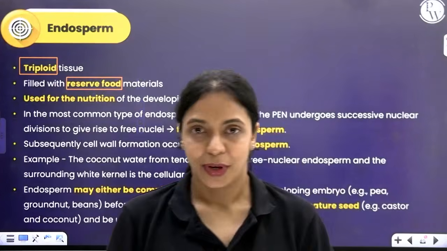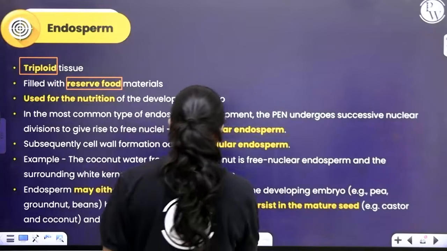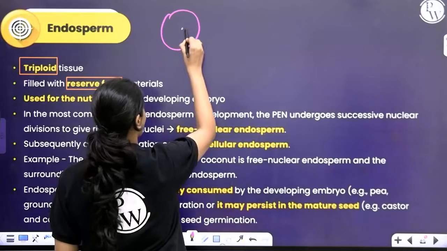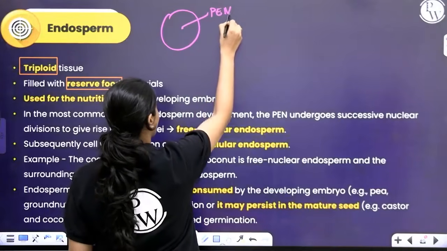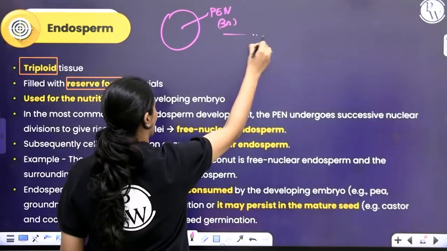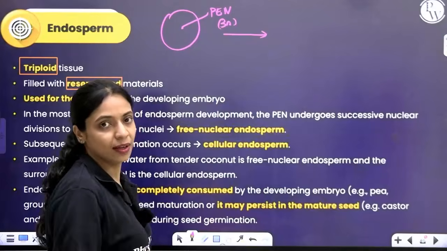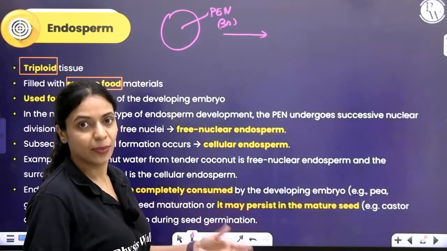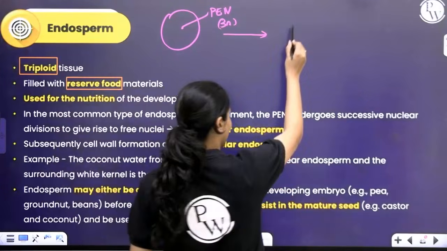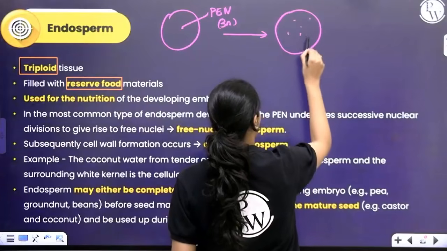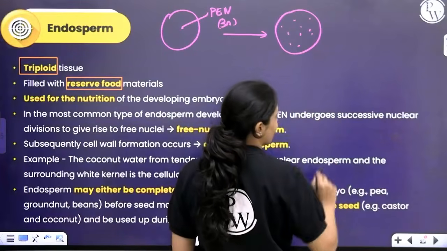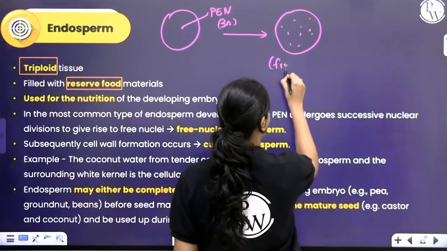Initially, when development of endosperm happens, the primary endosperm nucleus, which is triploid, will undergo free nuclear divisions. Nuclear division, karyokinesis, is happening, but cell wall formation will not happen immediately. So within the same cell, you will have many nuclei present. This is called the free nuclear endosperm.